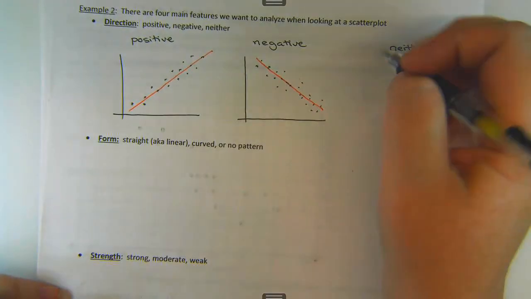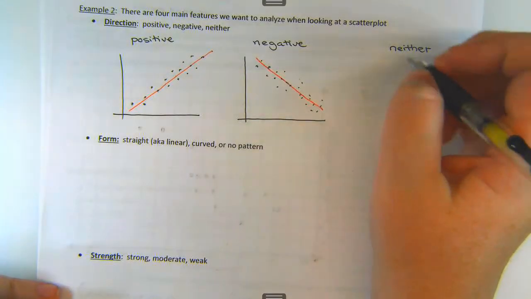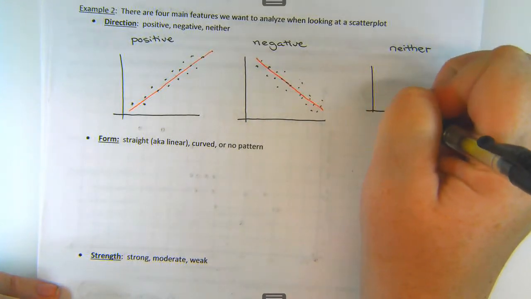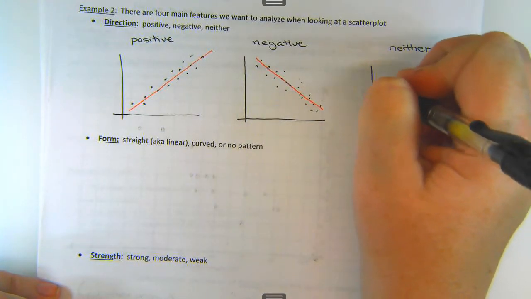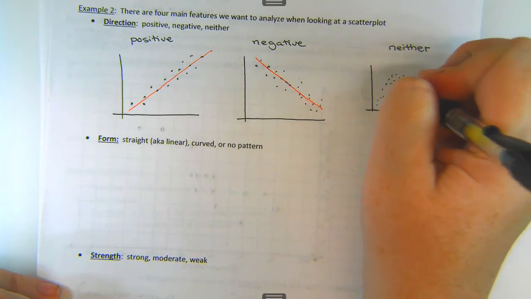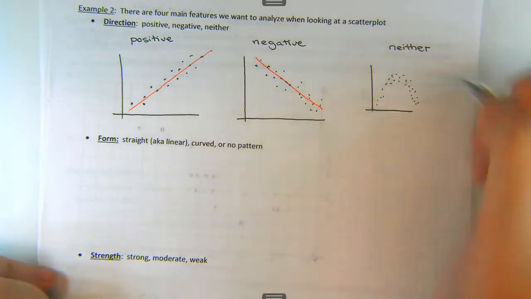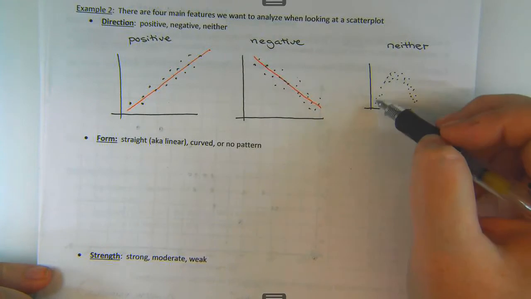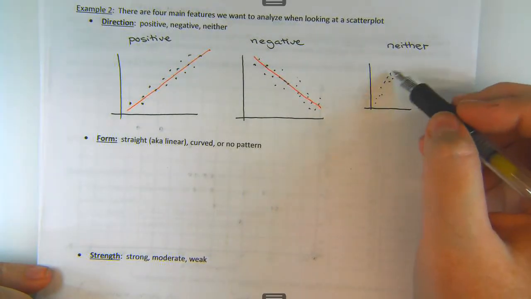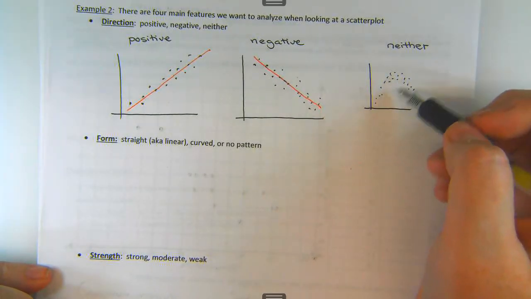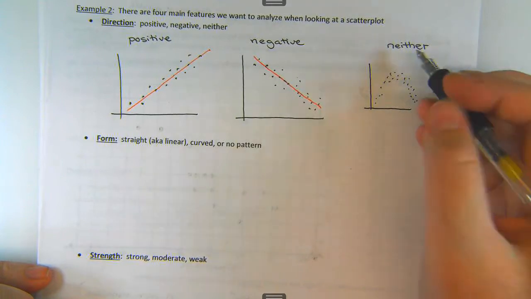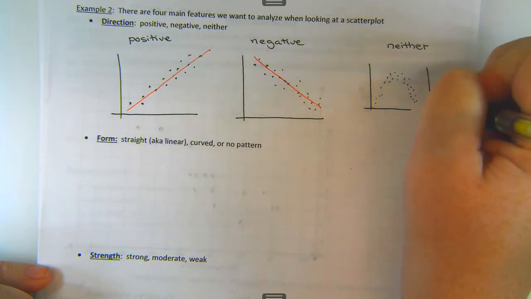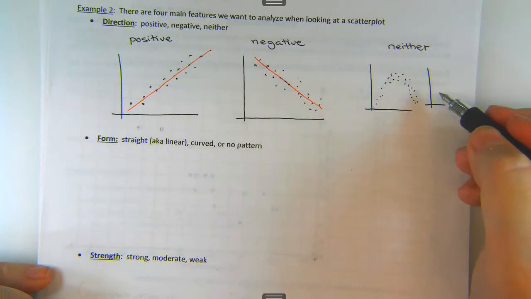Then when we have neither, there can be kind of two instances. Well, actually, way more than two. One thing that could be happening is curved data, which is something we'll talk about that we want to avoid as we go through linear regression, because we want to see these lines coming through. But if we have curved data, it kind of mixes positive and negative, and with that, we just say it's neither.